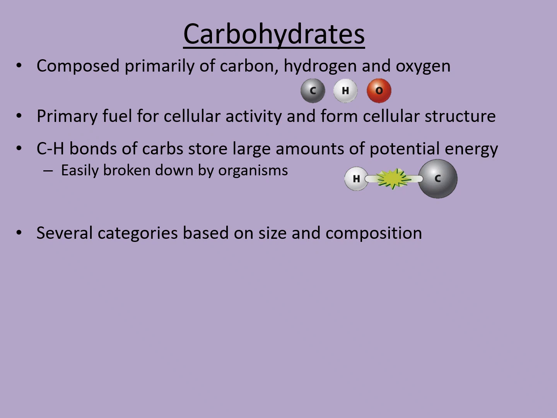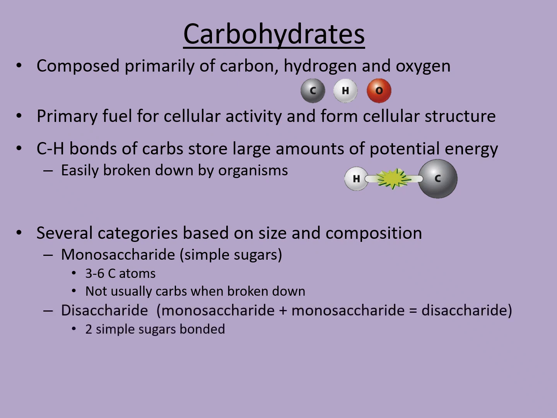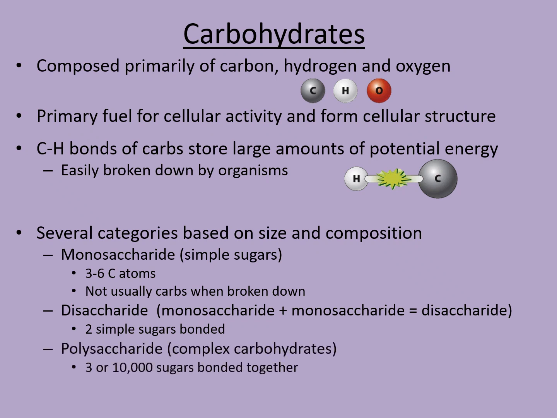You have several categories based on size and composition. You have monosaccharides, which are simple sugars. There are 3-6 carbon atoms. They're not usually broken down further. You have a disaccharide, which is a monosaccharide plus a monosaccharide, so two simple sugars that are bonded. And then a polysaccharide, or complex carbohydrate, has 3 to 10,000 sugars bonded together, so you have a lot of combinations you could have here.